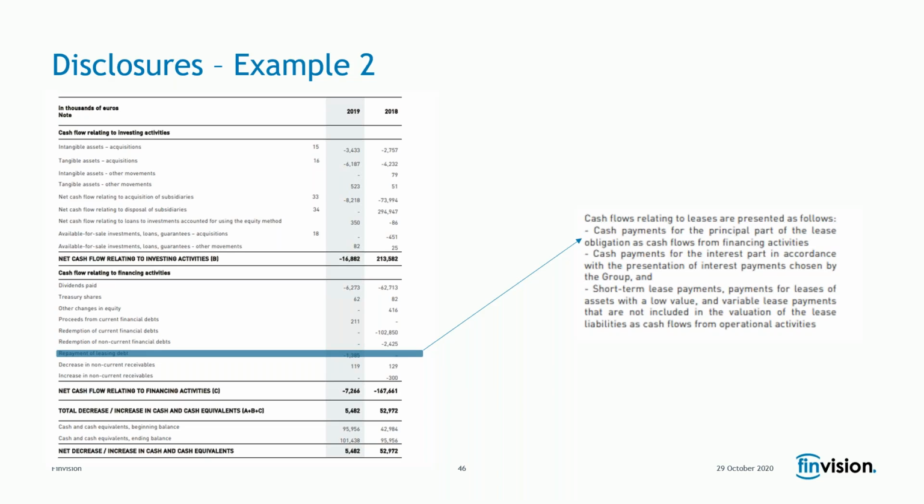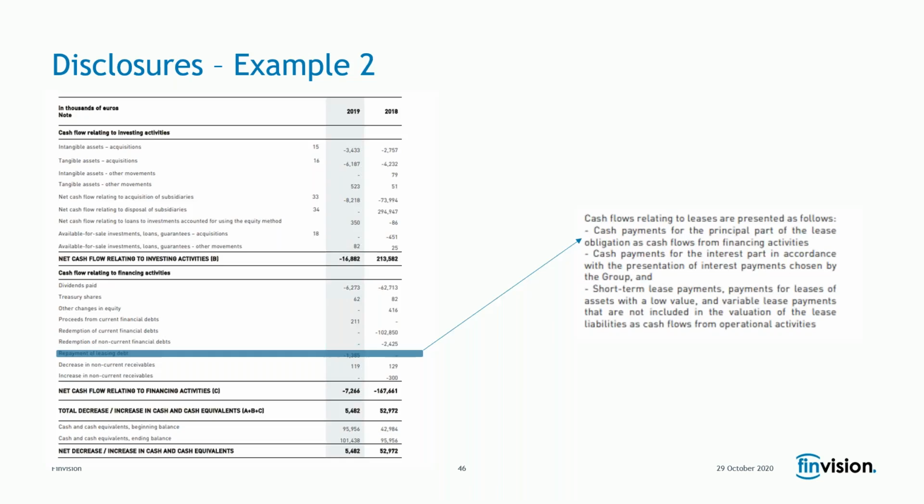And then the short-term lease payments and the payments for leases of assets with a low value, and also the variable lease payments that are not included in the accounting of the right of use assets, are included in operational activities. So that is indeed what we expect, but here they describe it also in the accounting policies.